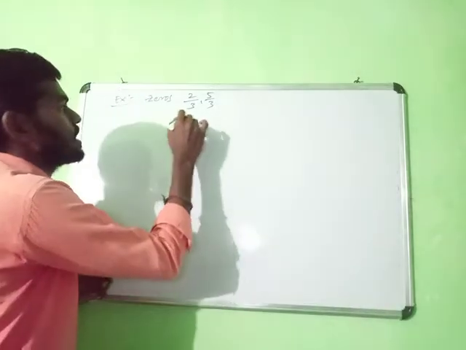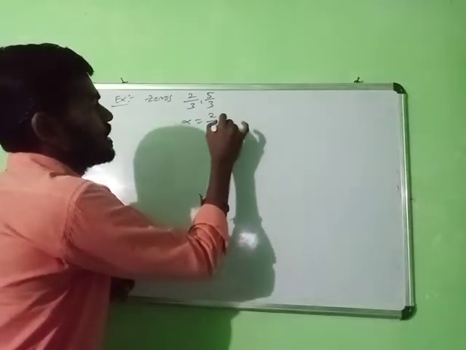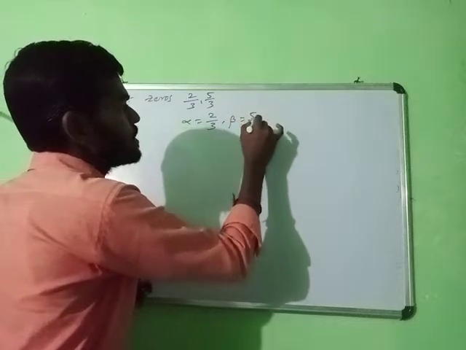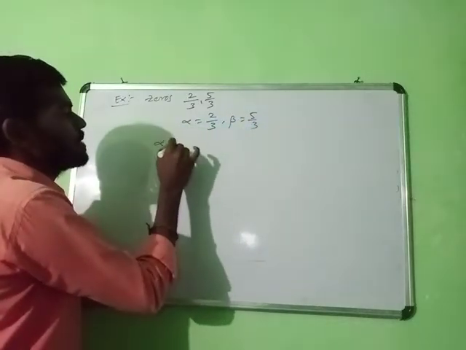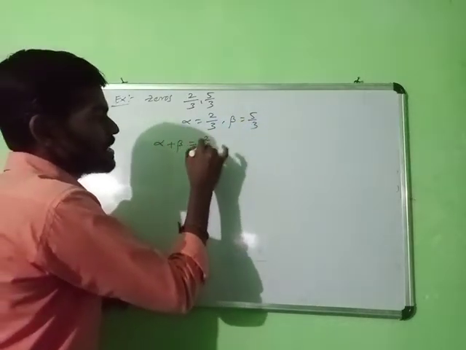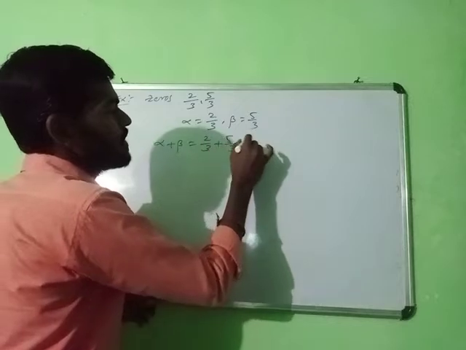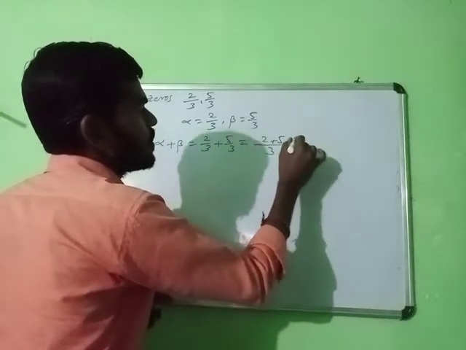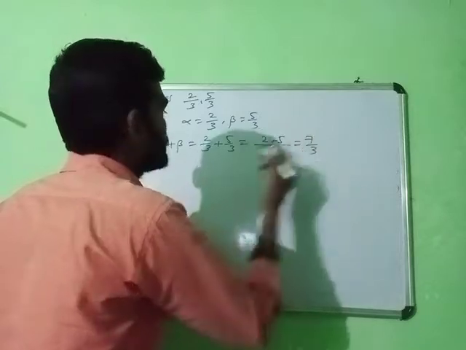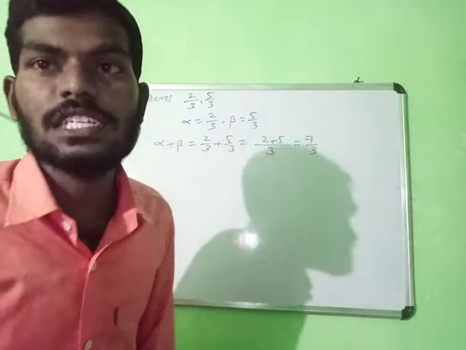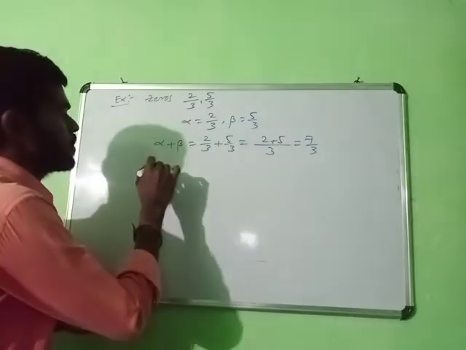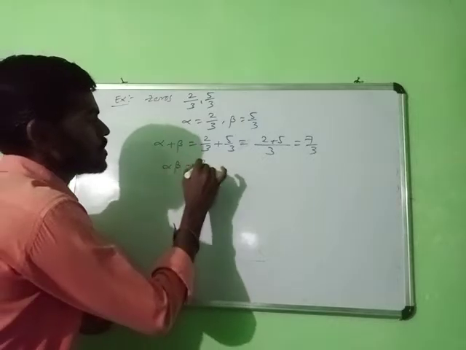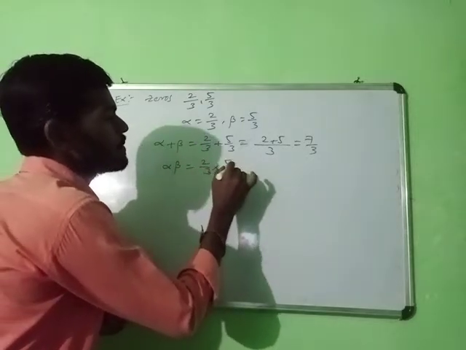Here alpha equals 2/3, beta equals 5/3. Now take alpha plus beta: 2/3 plus 5/3. The LCM is 3, so 2 plus 5 over 3, that is 7/3. So 7/3 is the sum of roots. Next, take the product of roots. Alpha into beta equals 2/3 into 5/3.